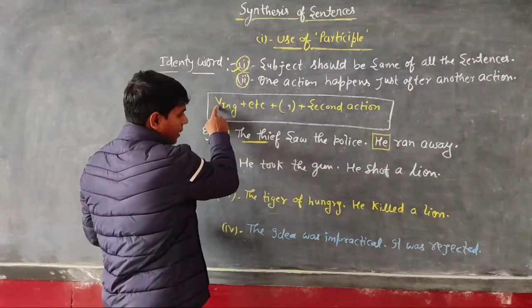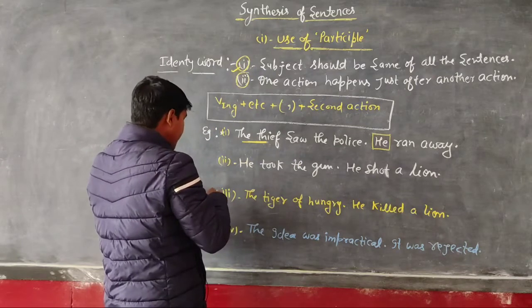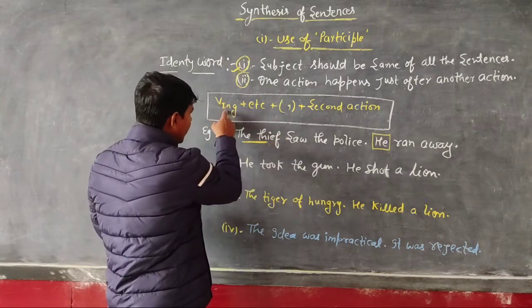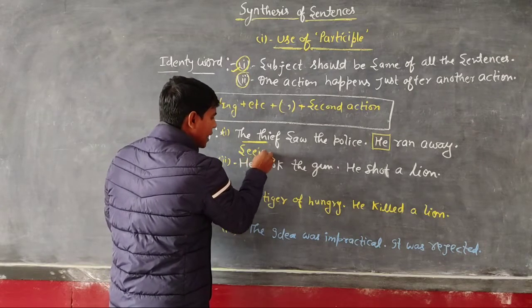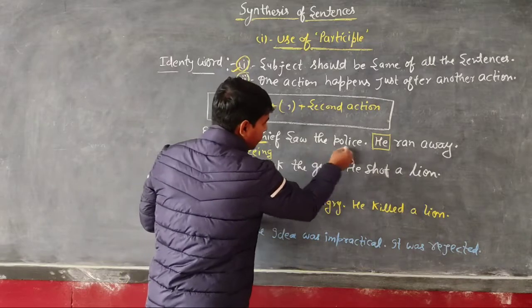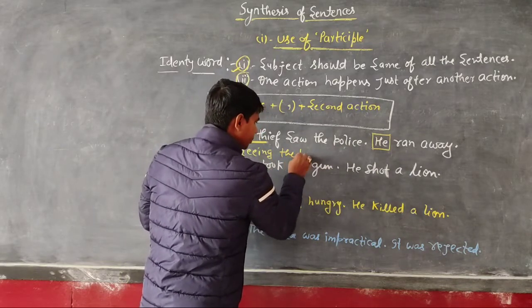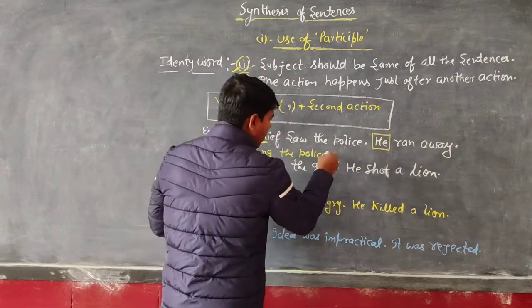You will find the verb. So what is the verb of this sentence? Saw. So you will find the verb's first form and add ing. See is the first form and we add ing: seeing. Then the other words. So what is the other word? The police. So, seeing the police. After that we use a comma.